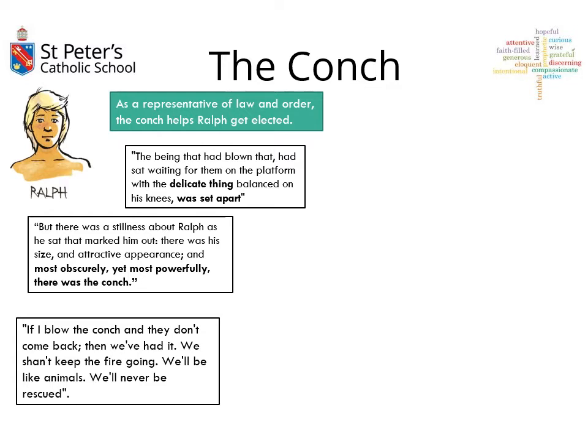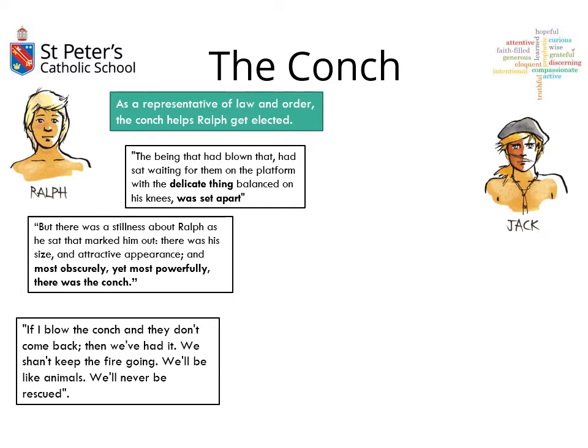And then we can track this, it's a really useful way of tracking character and tracking symbol through the plot. We see that Ralph learns as we go through that the conch cannot be as important all of the time. He realises that if he blows the conch and they don't come back, then that will be the end of things for their budding civilization. He realises that actually the conch doesn't hold much power on its own, and if he doesn't feel powerful using it, then that power diminishes quite rapidly.